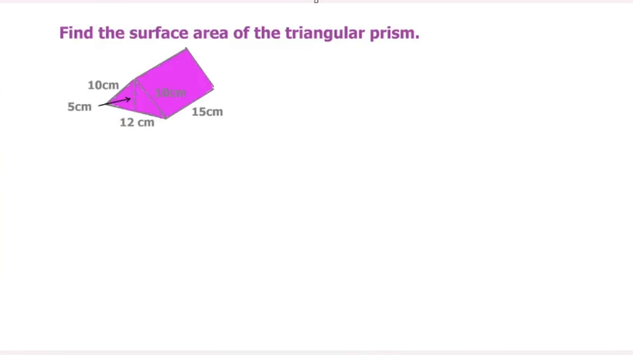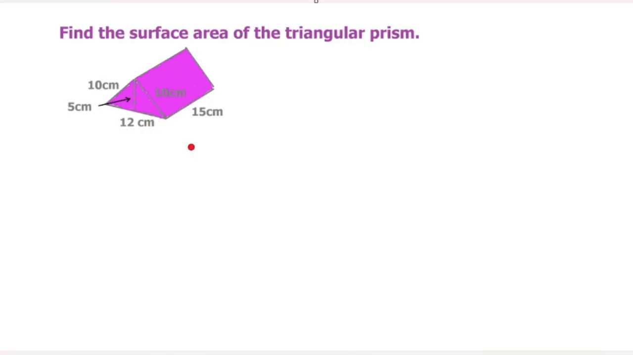In this lesson, we're going to find the surface area of a triangular prism. So we could see we have a triangular prism here, and we could see the dimension lengths: the height of this triangle is 5 centimeters, this base width is 12 centimeters, this side length is 10 and 10, and then this side length is 15.